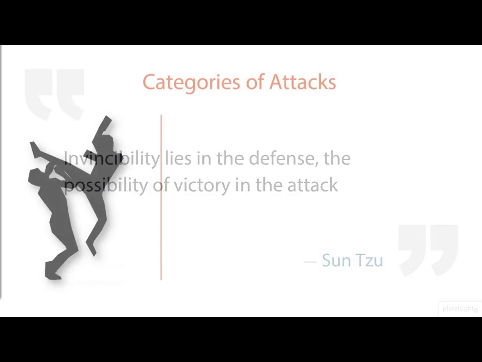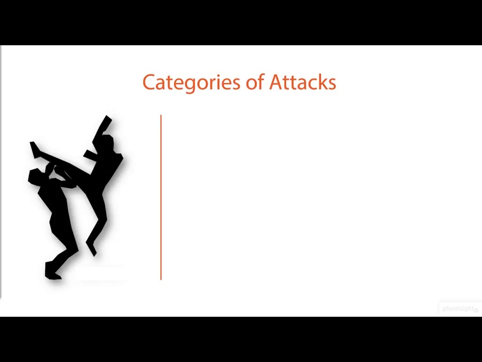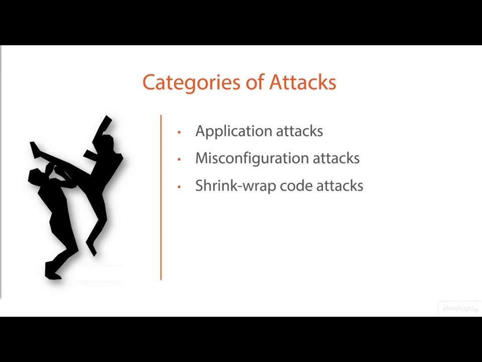But what we want to do is go through and take a look at the different categories of attacks. The categories of attacks typically fall within the following five areas. An application attack, we'll take a look at that and discuss what it does. We'll also take a look at misconfiguration attacks. We'll then look at our shrink wrap code attacks, our operating system attacks, and then finally we'll go through and look at the different entry points that attackers will use to implement these types of attacks.